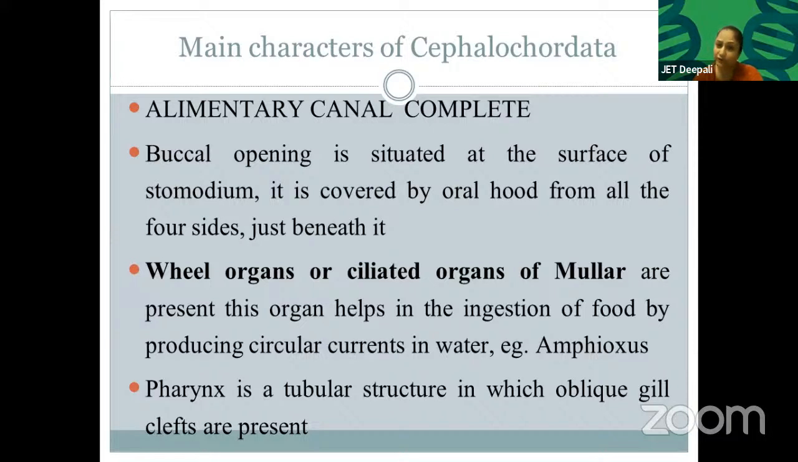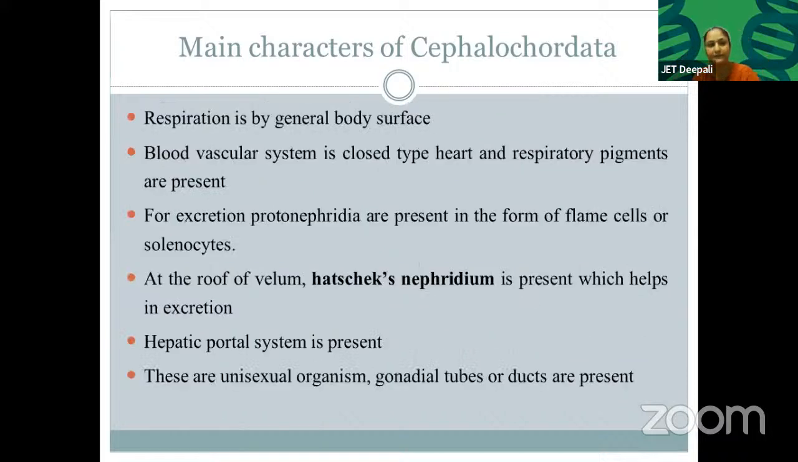Example, Amphioxus. Pharynx is a tubular structure in which oblique gill clefts are present. So they have a tubular pharynx, and oblique gill clefts means slanted, like this, oblique. Main characters of cephalochordates: respiration is by the general body surface, through diffusion, sorry, not osmosis.